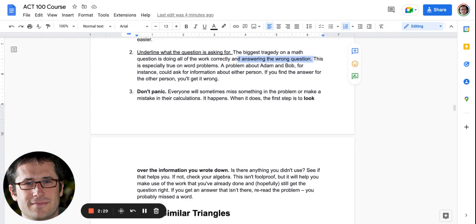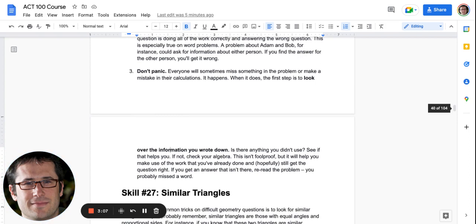So third, don't panic. All right, you're probably going to miss something at some point, and you have to go back and do it again, right? So the first step, if you get an answer that is not what you were expecting or doesn't match any of the answer choices, then look over the information you wrote down, right? Most likely you did an arithmetic thing wrong, or maybe you punched something wrong into your calculator, or maybe you didn't use something that you had written down and is in the word problem. All right. Check your algebra, right? I talked about that. Okay.